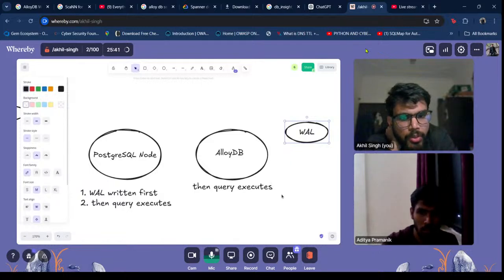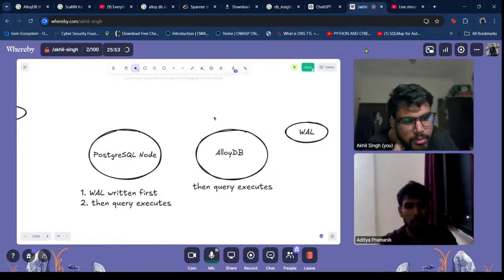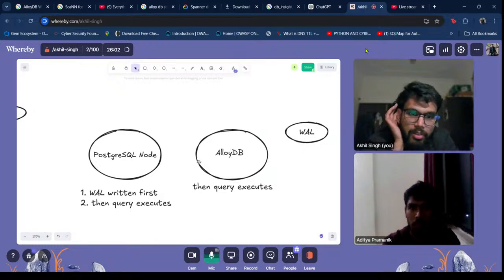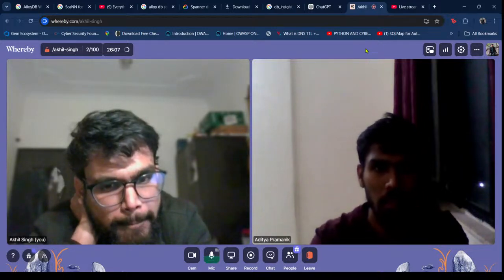4x fast. Aditya, these logs, they are stored in the DB itself, right? So first the logs are stored, then the queries are executed, or something else? No, logs are not stored in the DB. Let me share my screen. Are those logs temporary, or where are the logs stored, or where can we find those logs?